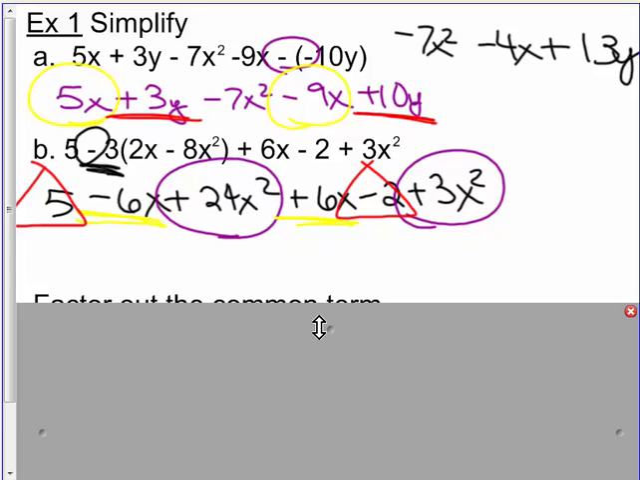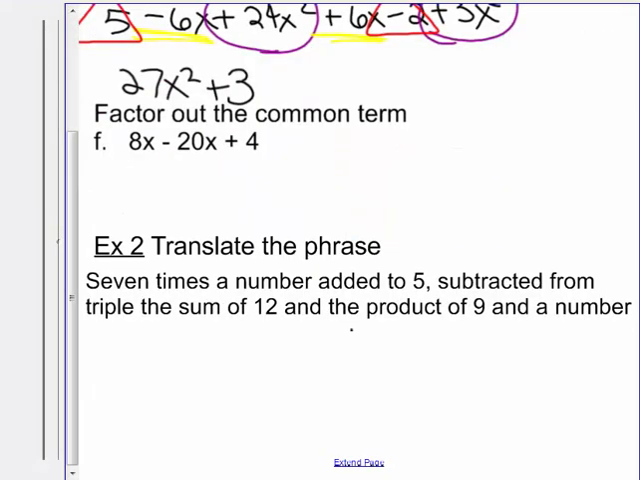When I put those together, positive 24, positive 3, that gives me positive 27x squared. Remember, we looked at why it doesn't become x fourth. We could pull out the x squared and do that stuff. We looked at that yesterday. Then I look, negative 6x and 6x is 0, and then 5 and negative 2 is 3 here.